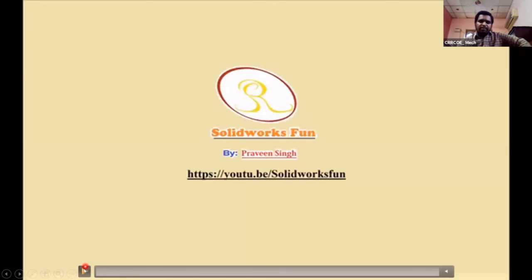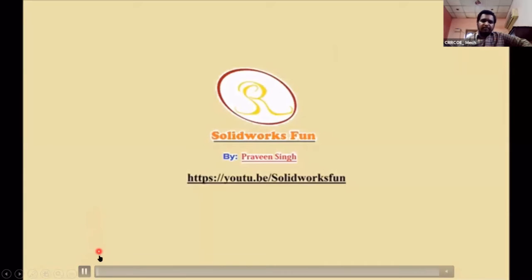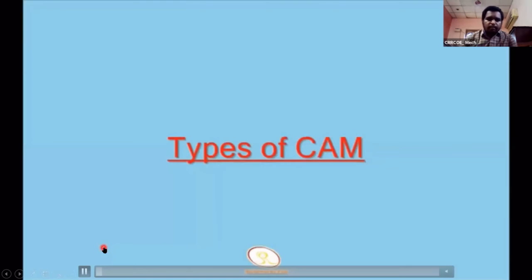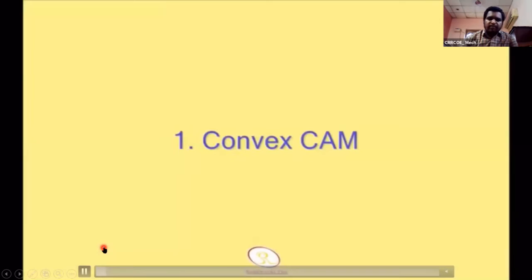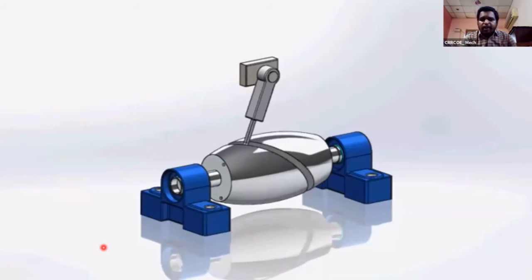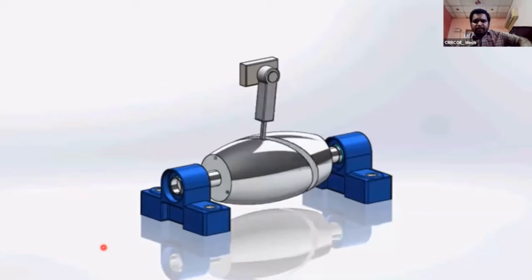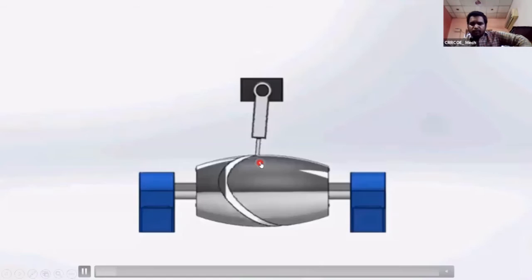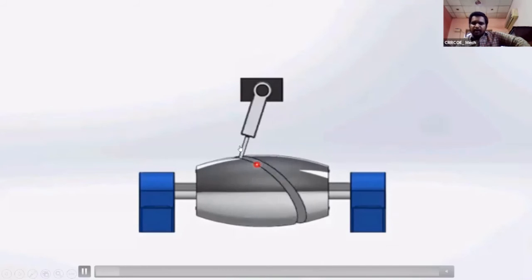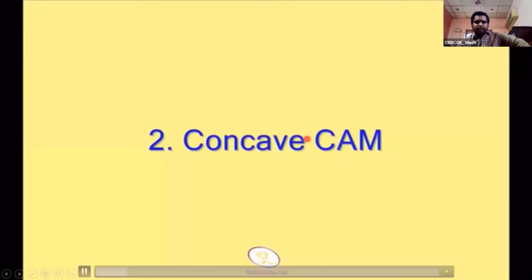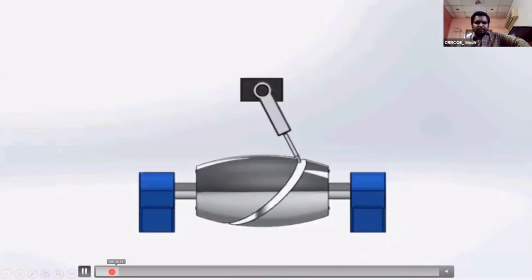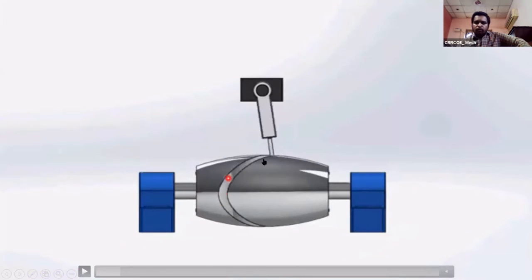Now see the animations for better understanding of all these cams. The first one is the convex cam, which is the globoidal cam. Here the cam is rotating. There is a groove in the cam that causes the oscillation of the follower. This is the convex type. The follower is moving along the groove, which causes oscillatory motion in the follower.